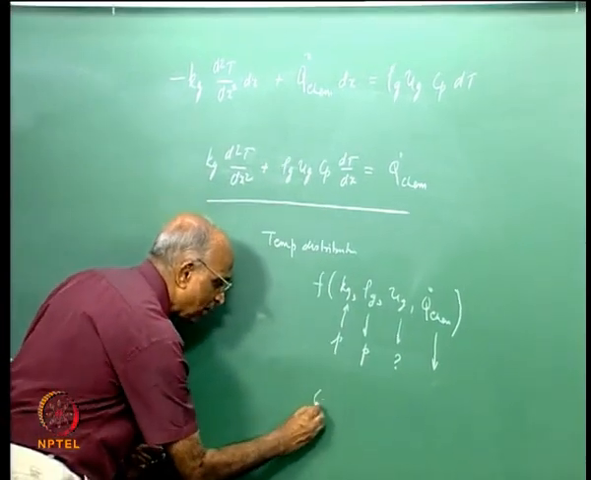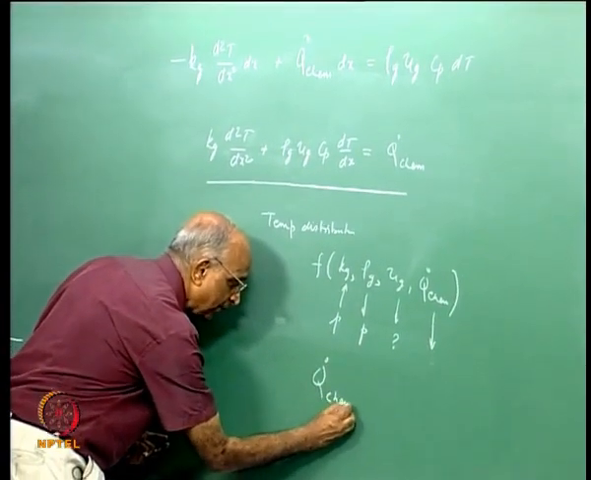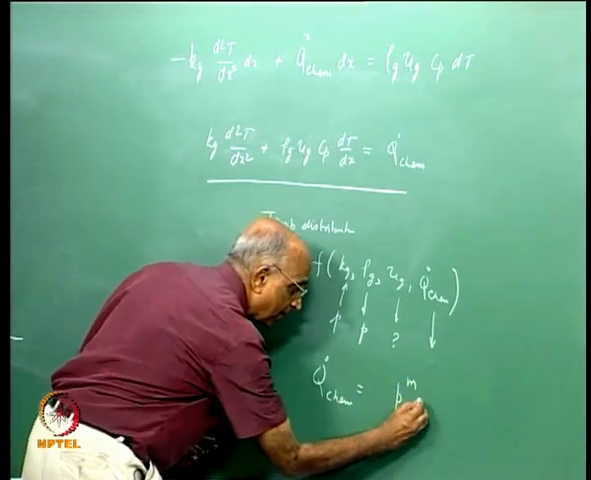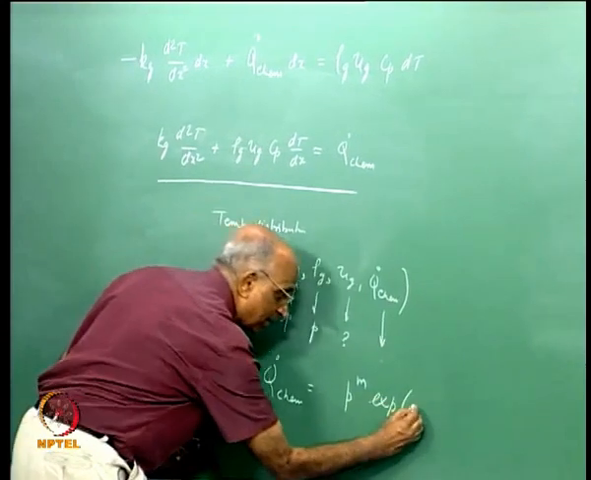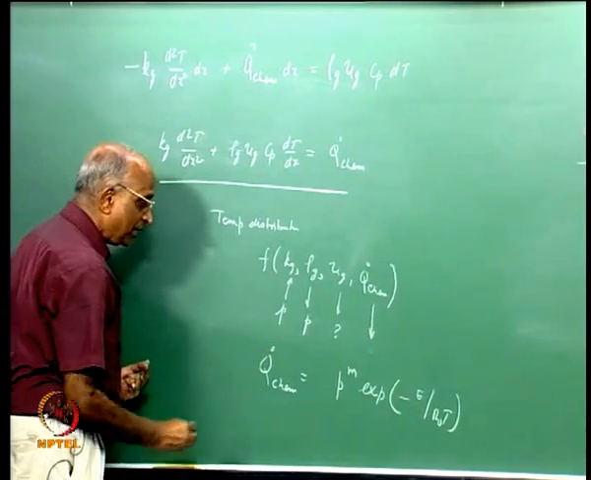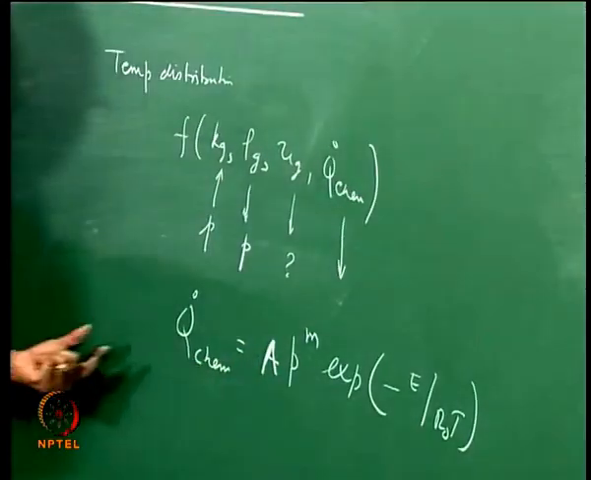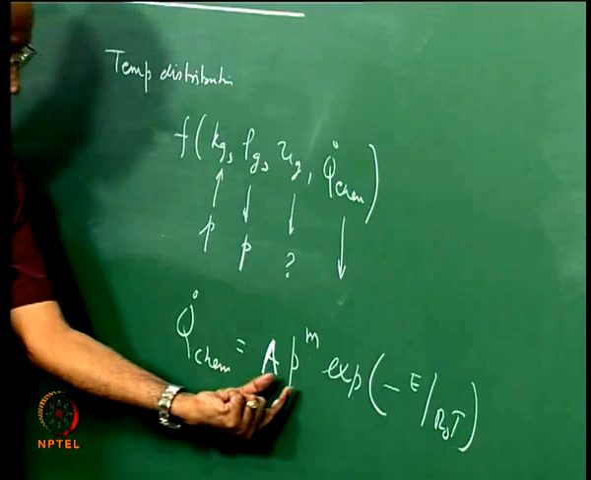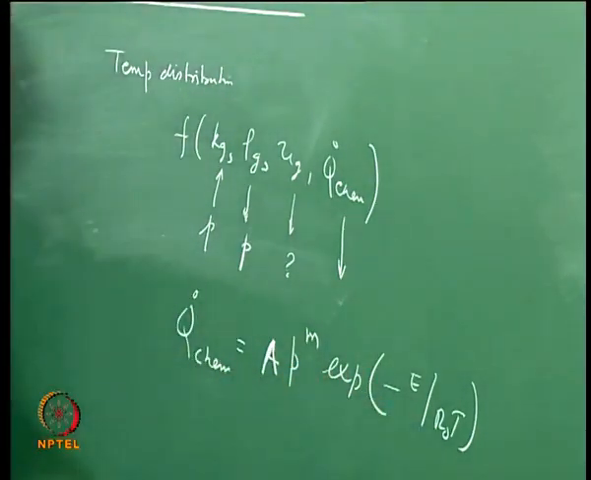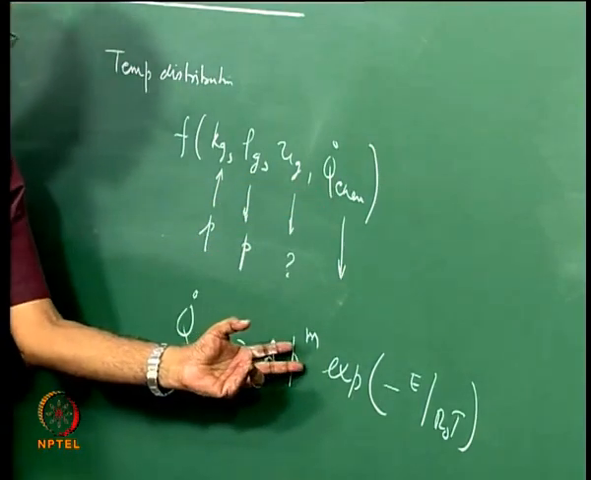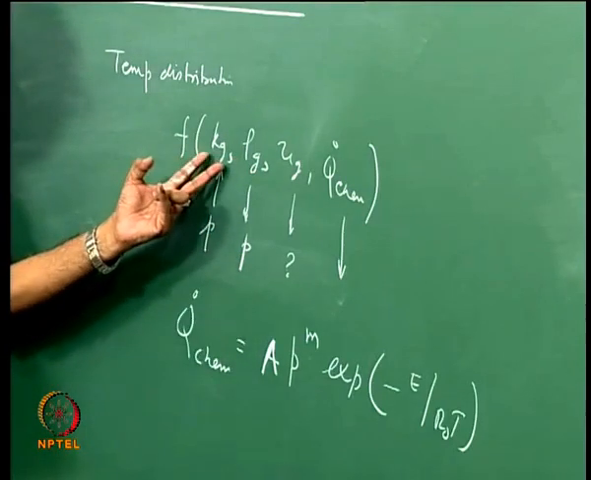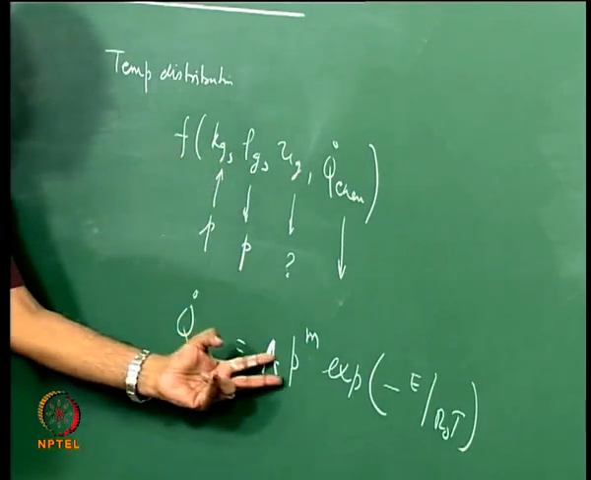The rate of heat release q chemical, q dot chemical in the gas depends on the pressure p to the power, let us say m, exponential of the activation energy minus E by R0T, where E is the activation energy of the gas. I have a steric factor here, therefore q chemical will be A pressure to the m, exponential minus E by RT. Therefore, I find, well, q chemical is a strong function of pressure, rho g is a function of pressure, the thermal conductivity is a function of pressure.